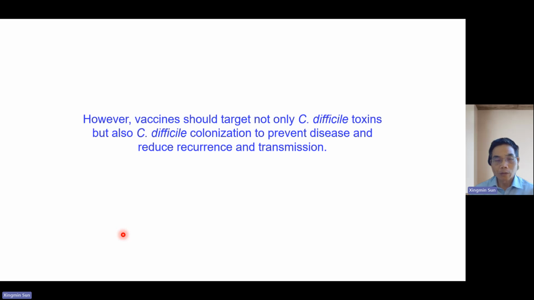However, as I mentioned, the major challenge of C. difficile infection is recurrence. The recurrence is mainly caused by the persistence of C. difficile cells in the gut. Therefore, the vaccine should not only target toxins but also target C. difficile colonization, with a goal to prevent both the disease symptoms and reduce the recurrence and transmission.